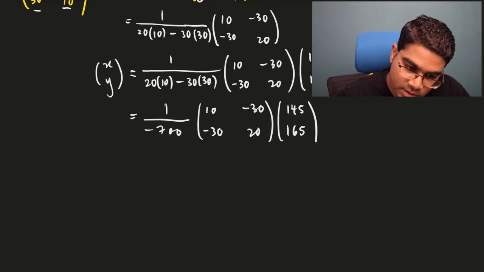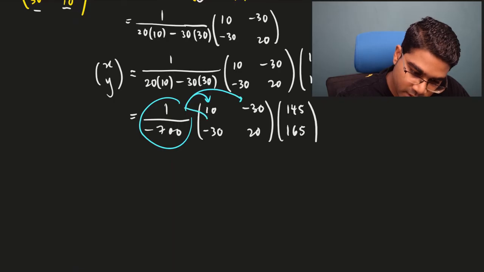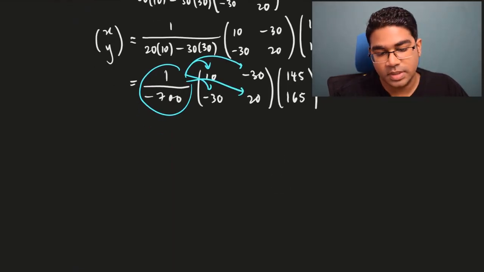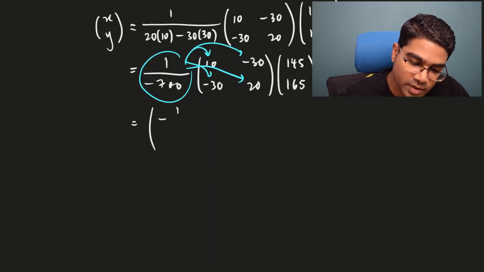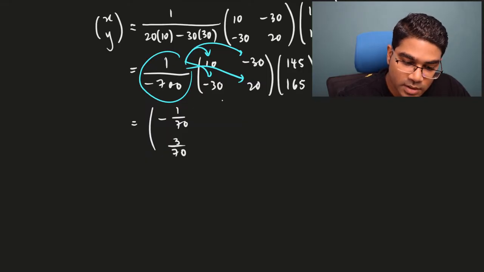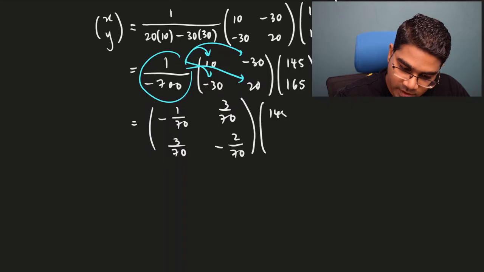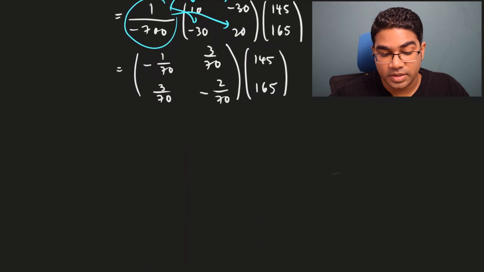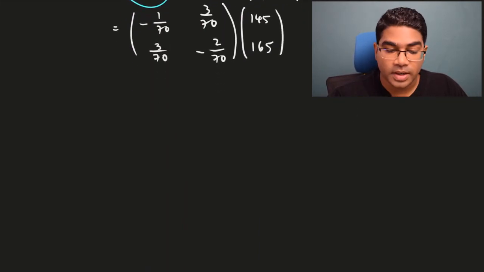Now all we have to do is multiply this into the matrix. So you have to multiply into each term inside the matrix. So we will get negative 1 over 70, 3 over 70, 3 over 70 and negative 2 over 70 multiplied by 145 and 165. Now we have to perform matrix multiplication, matrix multiplied by matrix. If you're not sure about this, I have a video on it. I'll leave the link in the description as well, you can check it out.